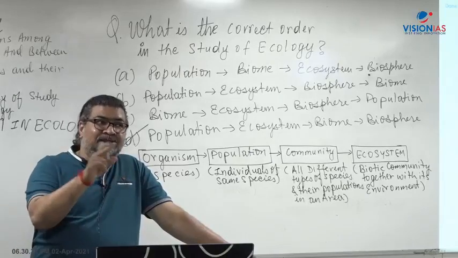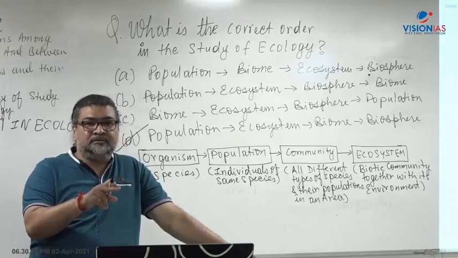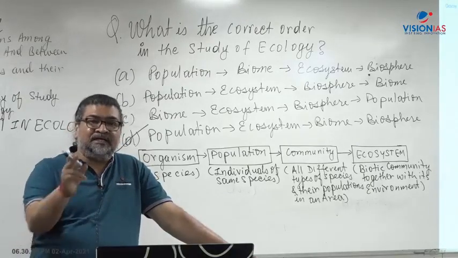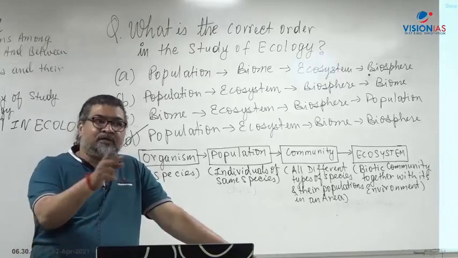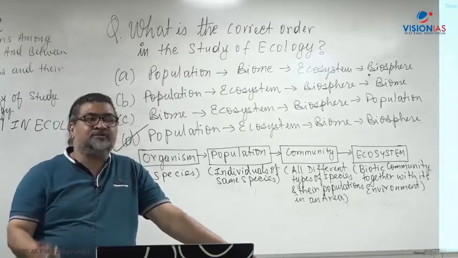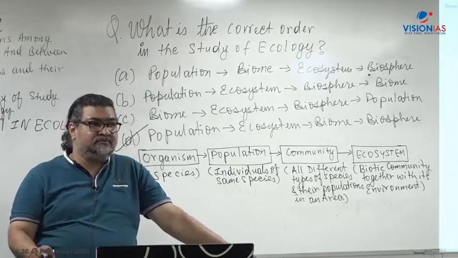Forest is an ecosystem. Grassland is an ecosystem. An ecosystem can also be man-made, human constructed, like an irrigation canal or aquaculture pond or reservoir. They are man-made ecosystems where you have the species and their interactions.